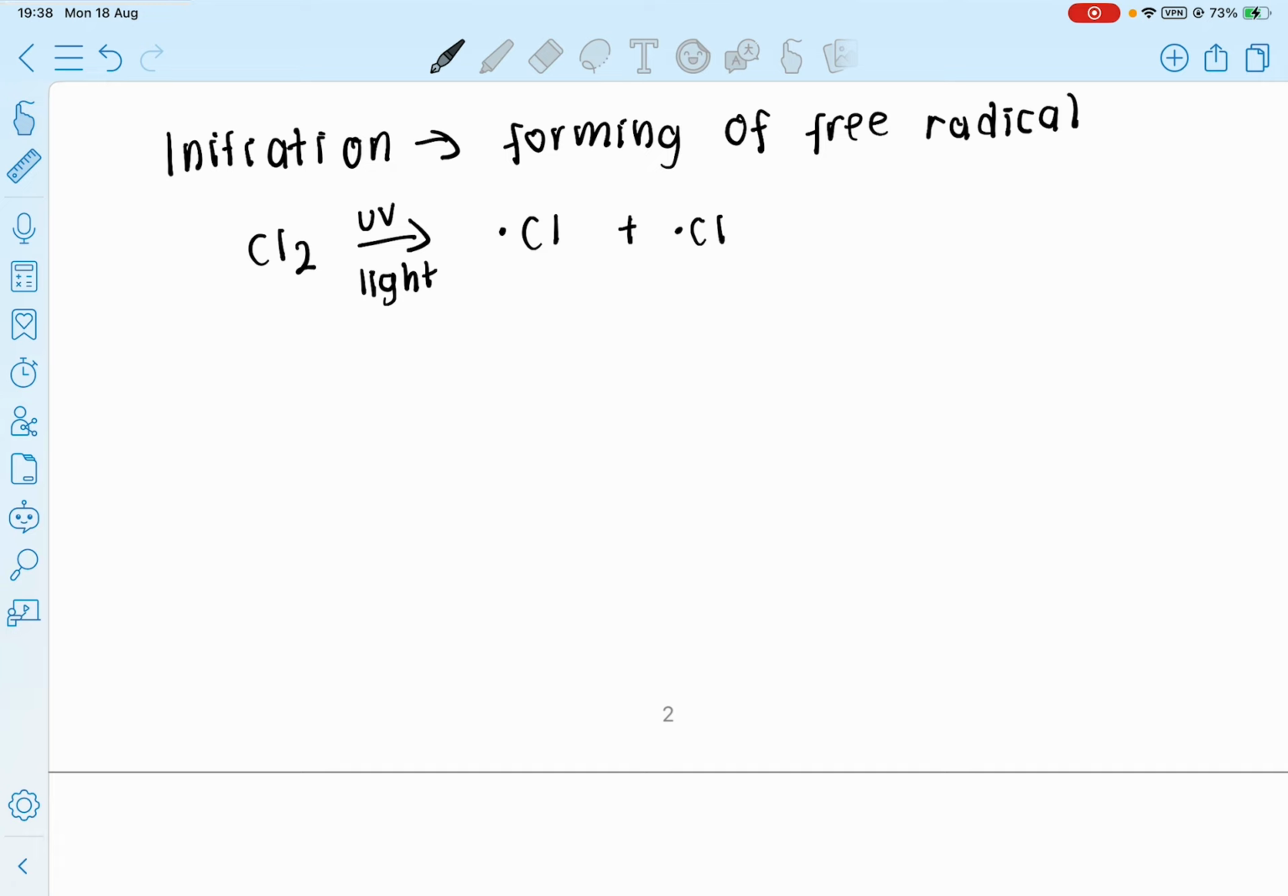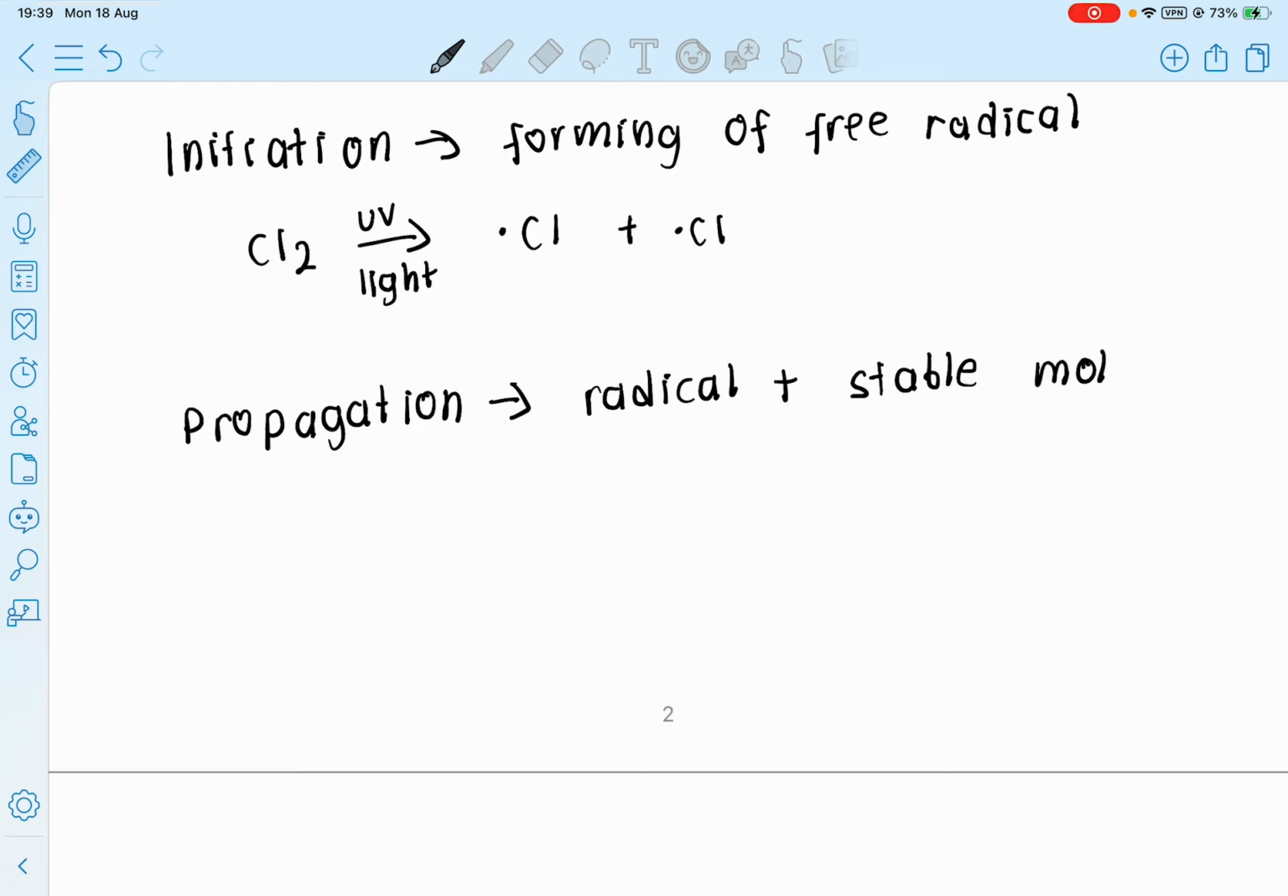The second step would be propagation. And what happens in propagation is that you have your radicals react with your stable molecules. In this example, we have methane. Okay, so there's typically more than one step to propagation, so we'll go through that right now. It starts off with methane and your chlorine radical.